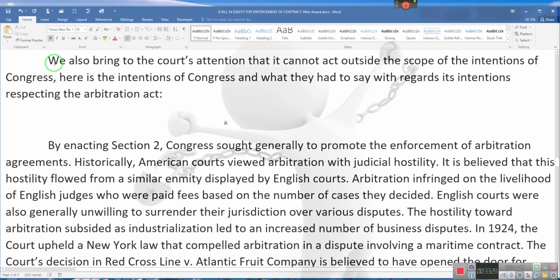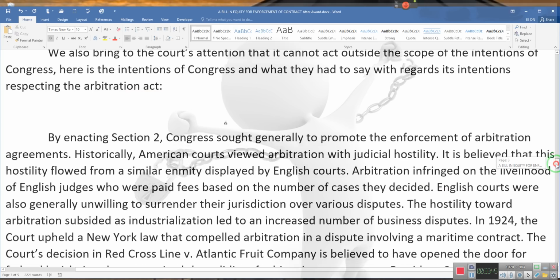Okay, anyway, we also bring to the court's attention that it cannot act outside the scope of the intentions of Congress. Here is the intentions of Congress and what they had to say with regards to its intentions respecting the Arbitration Act. Ladies and gentlemen, what I'm about to read you is exactly what took place when creating the Arbitration Act. Pay attention.